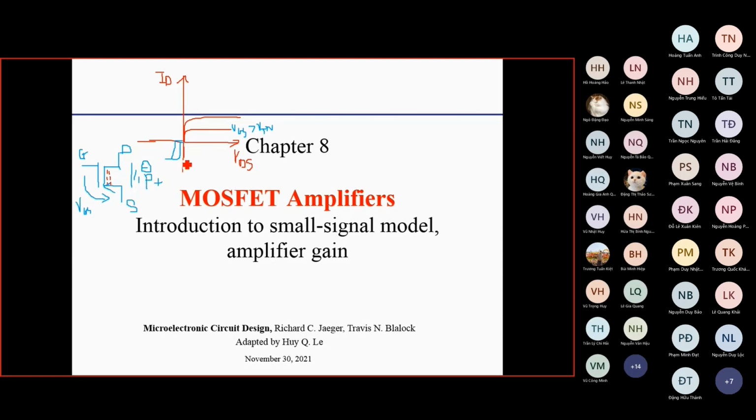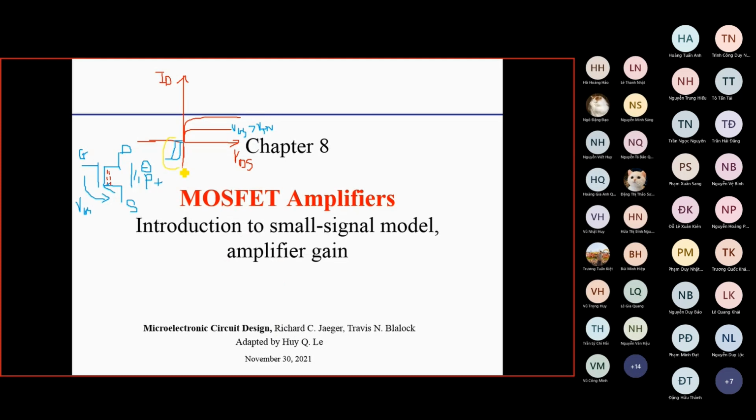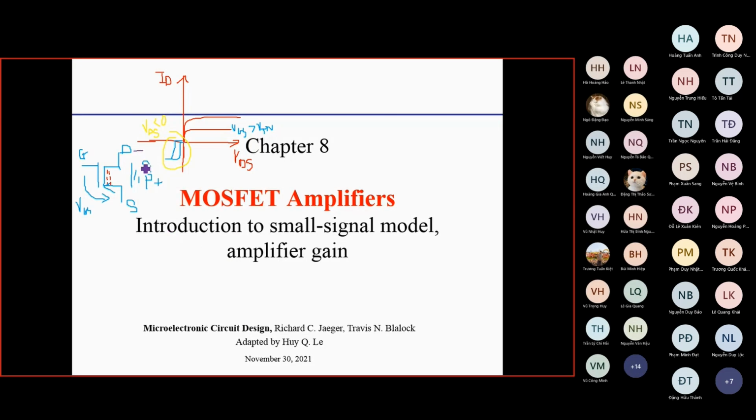So if we are in this part of the characteristic curve, that means VDS is negative, right? I will use another color. If VDS is negative, so negative here and positive here, then the electrical field will have the direction from the positive to the negative.